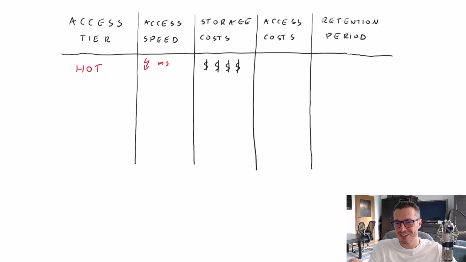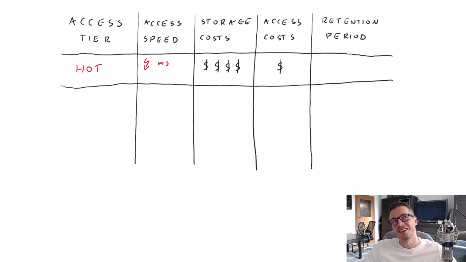However, on the other hand, the cost of accessing data that use this hot access tier is the lowest. So let me write it like this, like a single dollar sign. So you can see that data in this hot access tier, they are quite expensive to store, but very cheap to access. And soon I will show you some examples when to use this hot access tier.